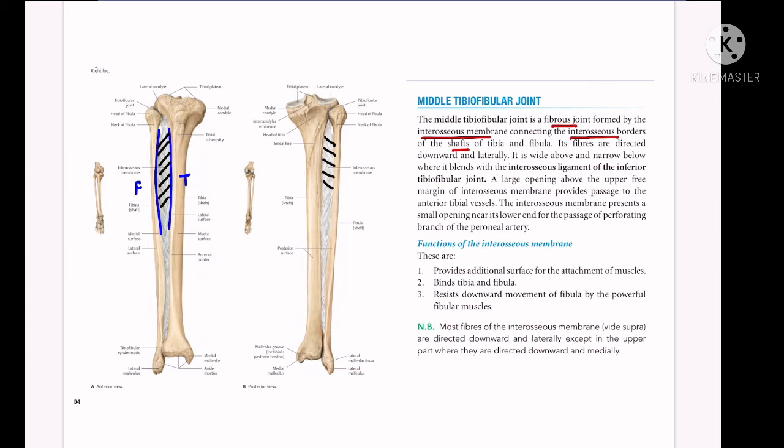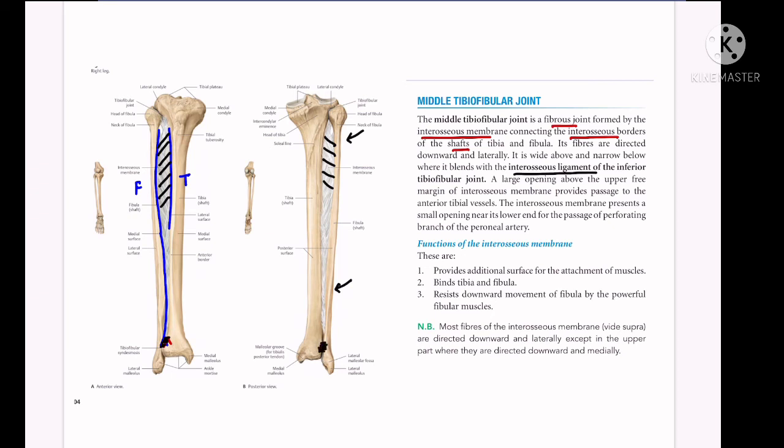The interosseous membrane is wide above and narrow below. You can see from the picture, it is wide above and below it narrows down. And below it blends with the interosseous ligament of the inferior tibiofibular joint. Now, I have already told you that the interosseous border of the fibula goes down and down and ultimately splits to form a triangular area. This triangular area fits with the corresponding triangular area on the lower end of the tibia. And these two triangular areas are connected by the interosseous ligament.